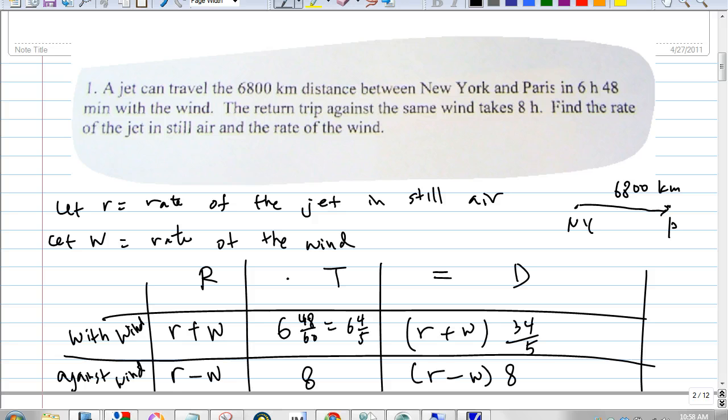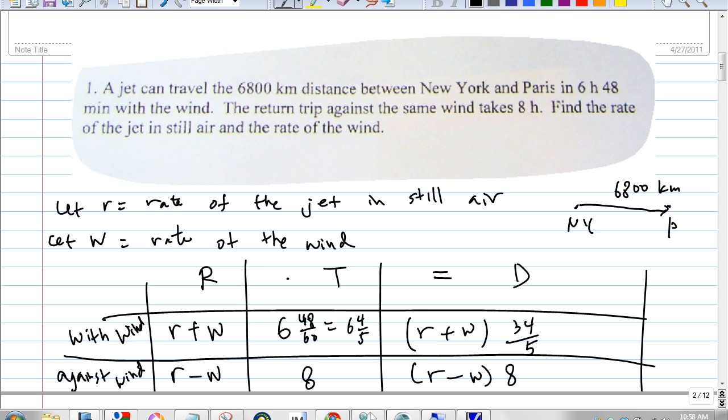What's one of the equations, Scott? R minus w times 8 equals 6,800. Good. One of them is r minus w times 8 gives you 6,800. Good. That's one of them. What's another one? Kate? 8 times r minus w equals 6,800. Oh, that's the one she said. So can you give me another one?